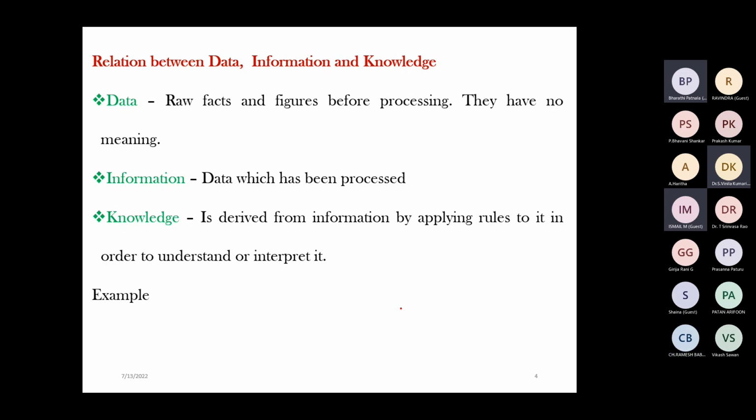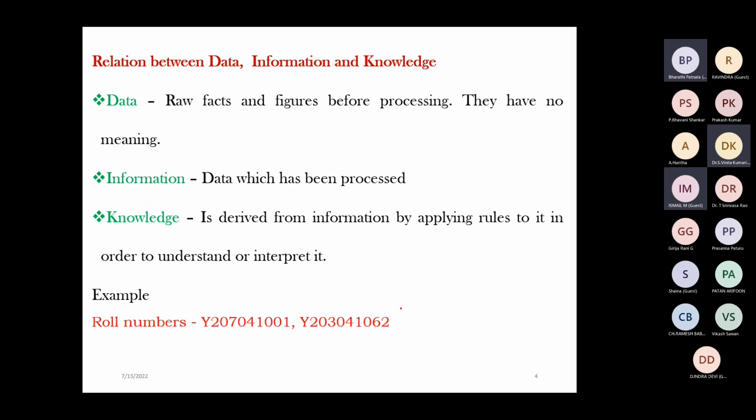Coming to information, it is the data that has been processed. You process the data for what purpose? To get knowledge. You apply some rules in order to understand or interpret it, and that is what we call knowledge. After processing the data you get information, and when you apply rules to that information, you can derive knowledge. For example, consider roll numbers like Y20704 1001, Y2031304 1062. These are just data, and there is no meaning in them.